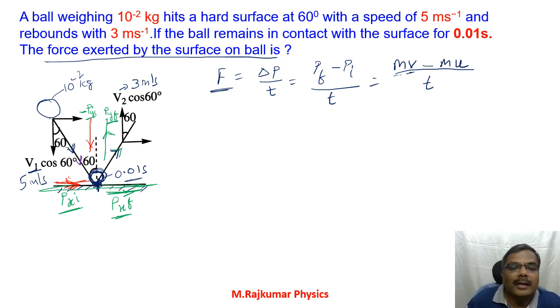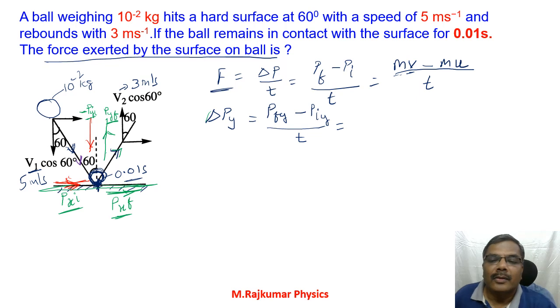So we are going to see the delta P along the y-axis alone. Delta P along y-axis, delta Py. So there will be momentum final along y-axis minus momentum initial along y-axis, divided by time.